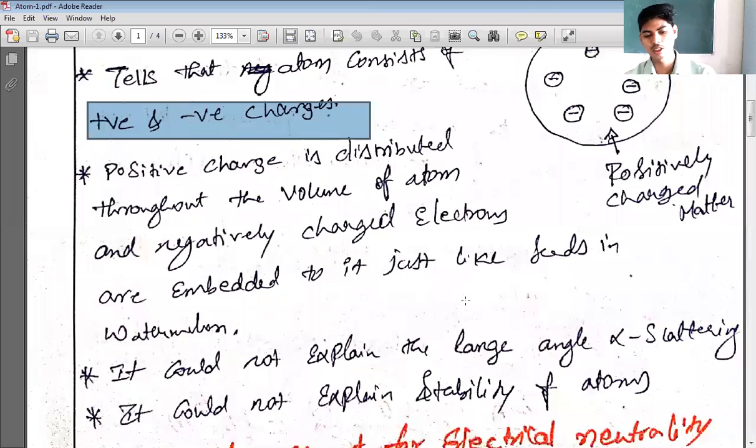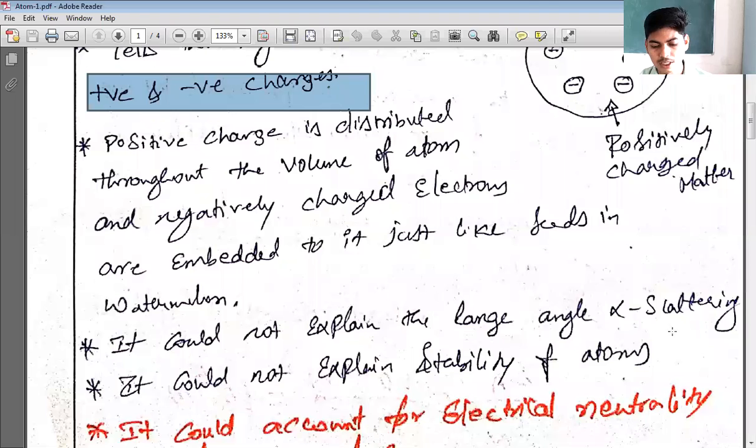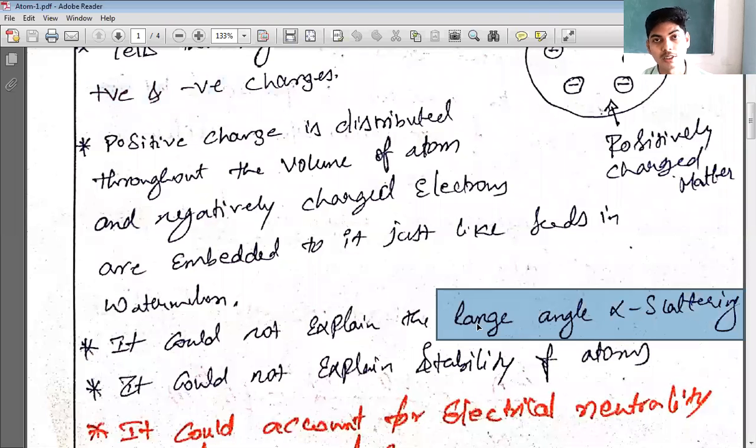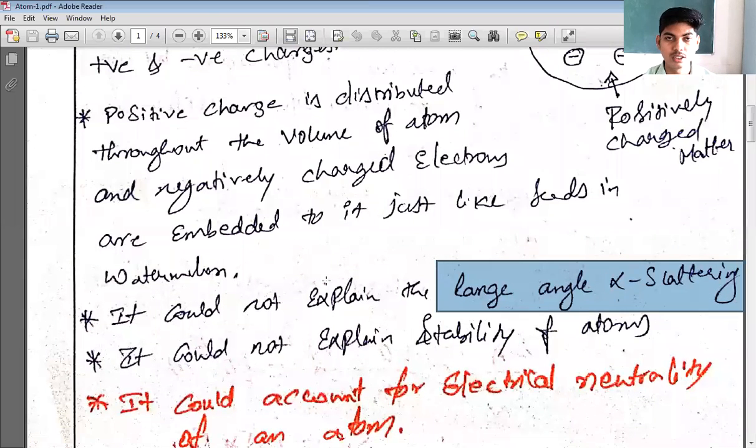But this J.J. Thomson's atom model failed to explain large angle alpha scattering. We have studied the alpha particle scattering experiment. In this alpha particle scattering, large angle scattering happens, greater than 90 degrees, about 180 degree scattering. Large angle scattering could not be explained by J.J. Thomson's atom model. That's one of the failures of J.J. Thomson's atom model.